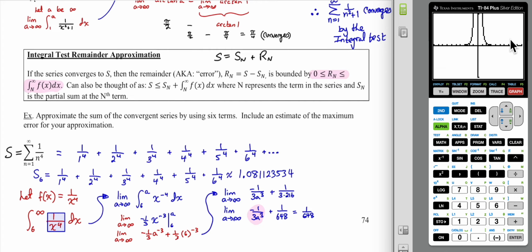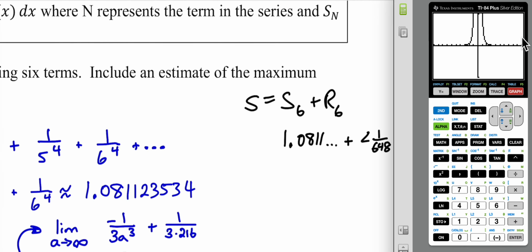So this rule is telling me that S has to be equal to S sub 6 plus R sub 6. That's not a 6, R sub 6. What we get by computing the integral is the remainder, R sub 6. That's what this is. So 1.0811 blah blah blah plus at most something less than 1 over 648 will give us the sum.